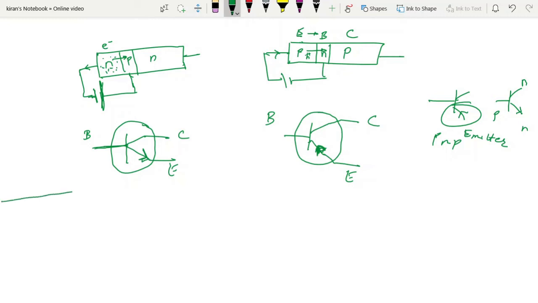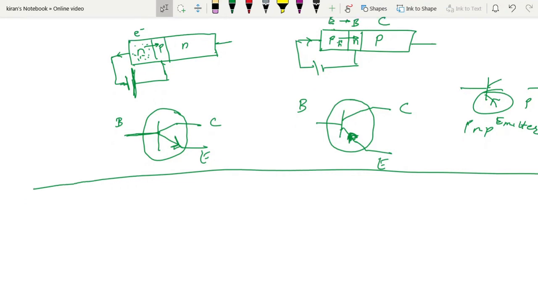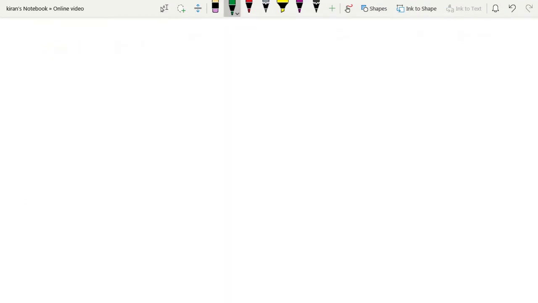So we have covered the construction of this transistor and the symbol of this particular transistor. Now let's talk about the working of this particular transistor. Suppose I have an NPN transistor, so this is N, this is P, and this is N.